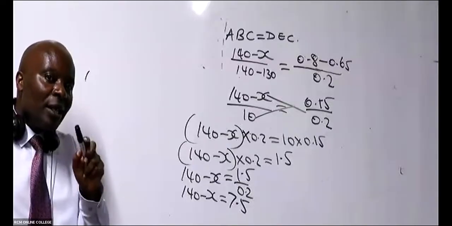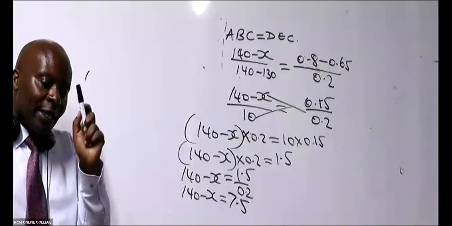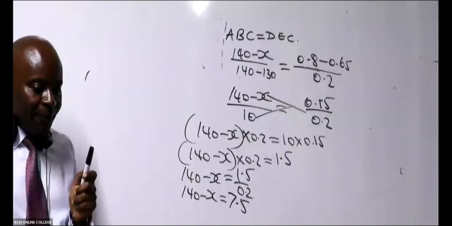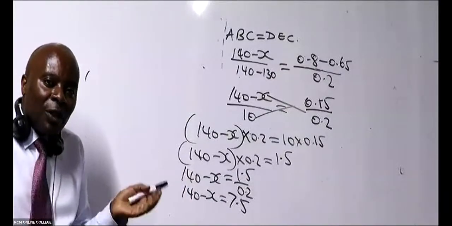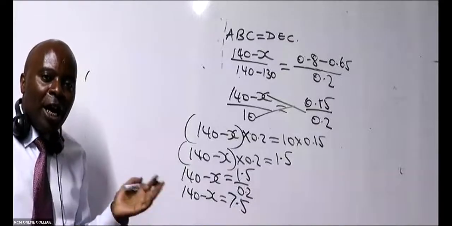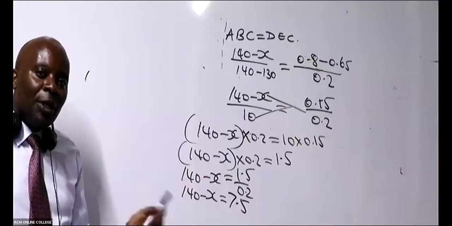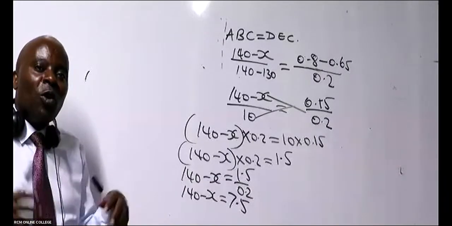It must agree with our 132.5. Remember, we got 132.5. And this is a crazy method. Why would I want to remind you about these concepts? The concepts of similar triangles are something that we did a long time ago.